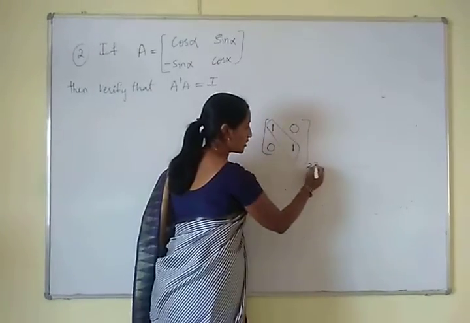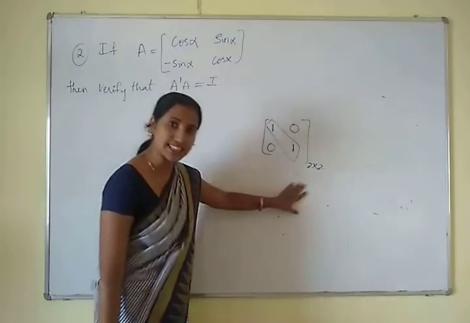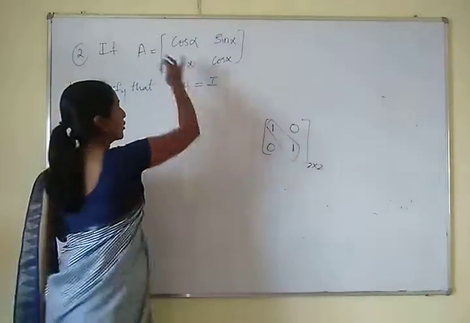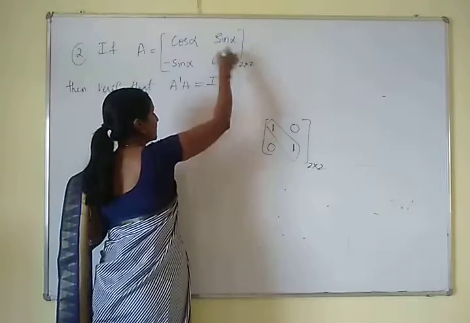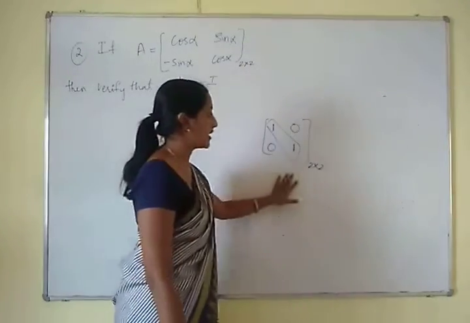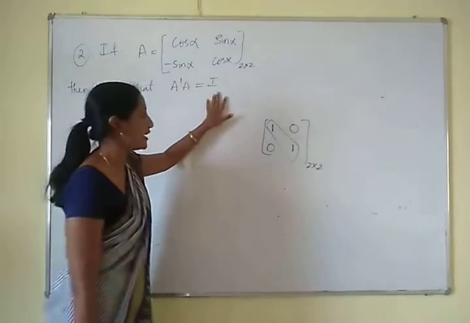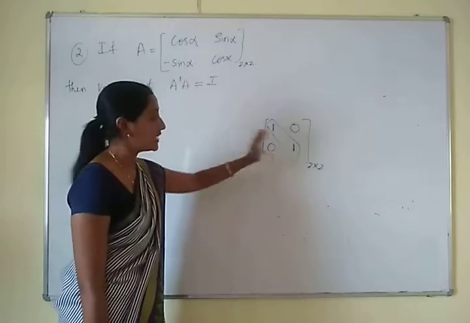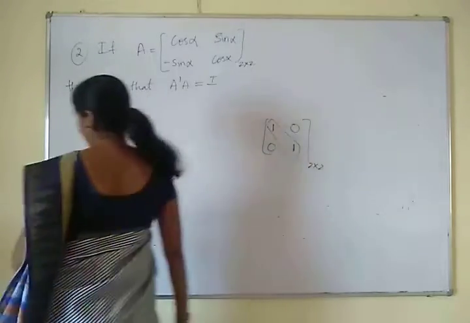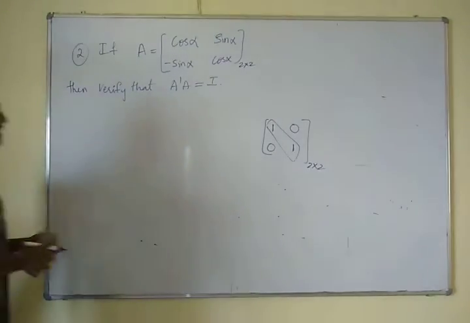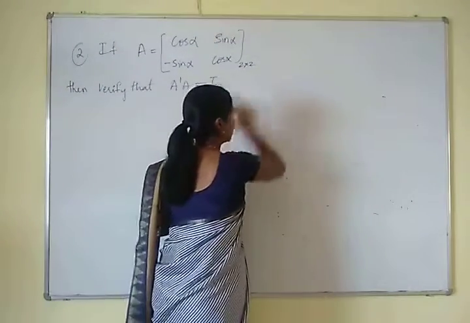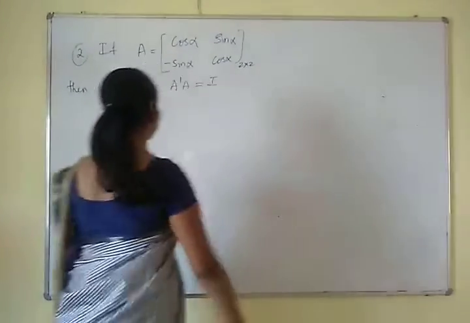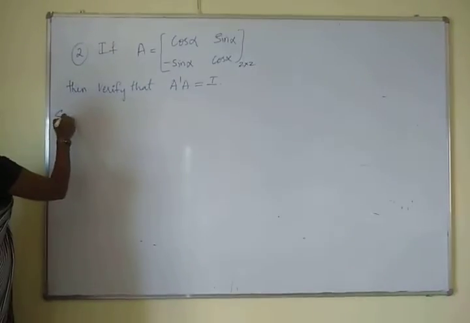Why did I choose a 2 cross 2 matrix here? That's because the matrix A has order 2 cross 2, isn't it? 2 rows, 2 columns. Therefore, after calculating all this to verify, we will get the resultant matrix in this order. Let's begin. This is a very, very simple and small problem. Anybody can do it, but the only thing is you have to be good in trigonometric identities. Okay, let's get started. Solution.